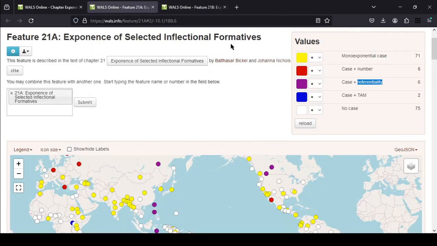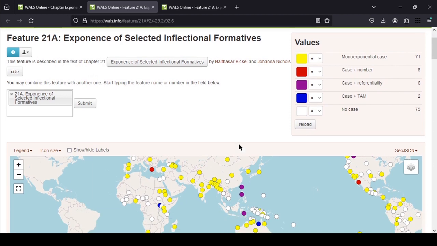So, mono-exponential case. This would be the case that it is commingled with a number. This is the case that it is commingled with whether it's definite or indefinite. And this is where case and DAM are together, which is awesome.